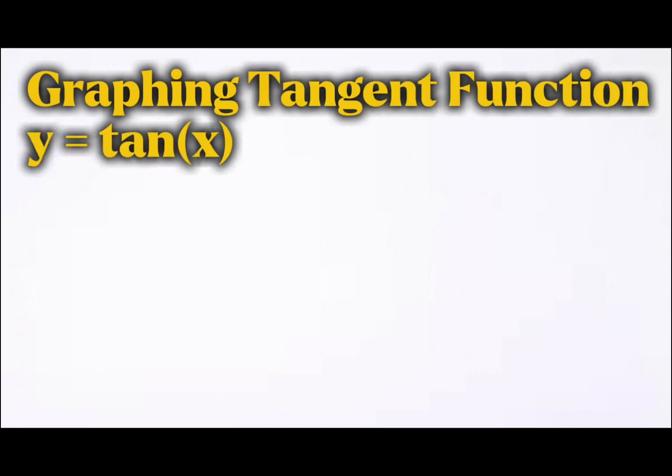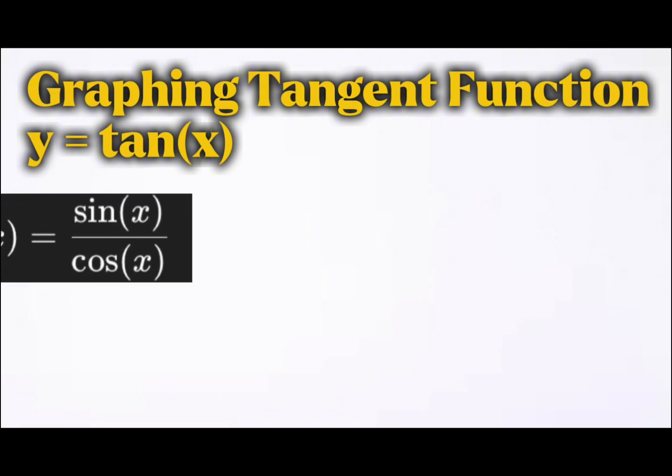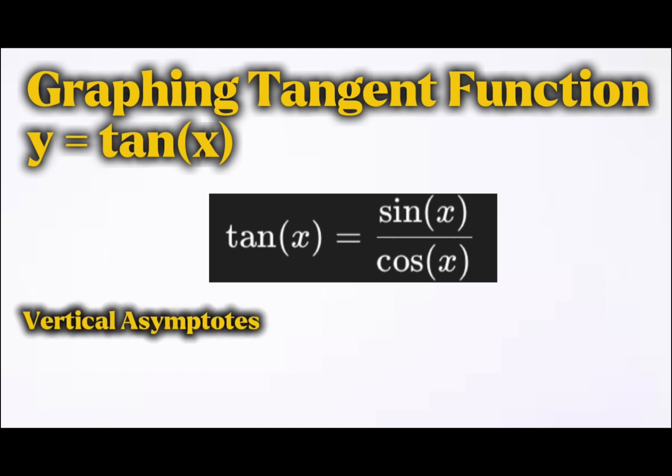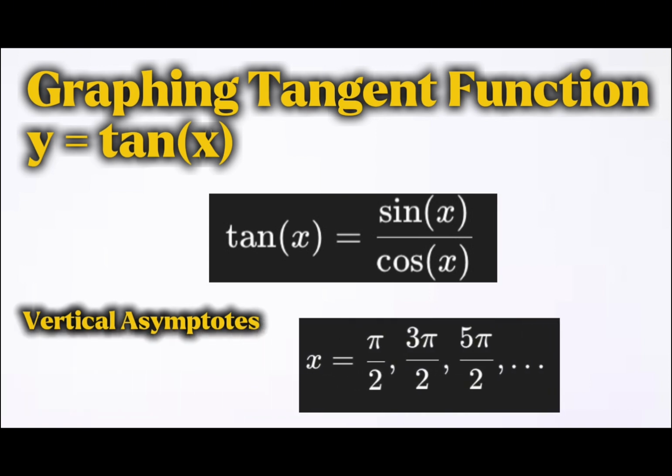Y is equal to tangent x. The tangent function is actually the ratio of sine to cosine. Tangent x is equal to sine x over cosine x. Since division by 0 is undefined, the graph of y equals tangent x will have vertical asymptotes where cosine x is equal to 0. This happens at x equal to pi over 2, 3 pi over 2, 5 pi over 2, and so on.